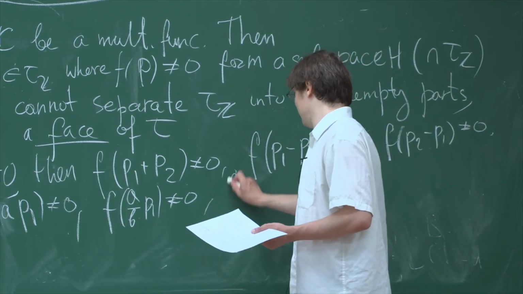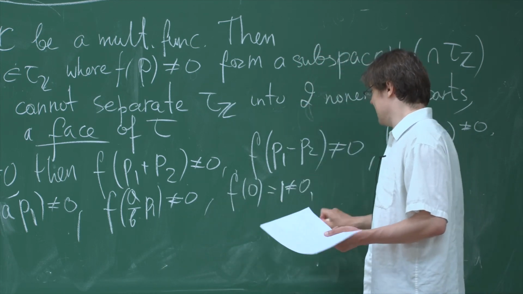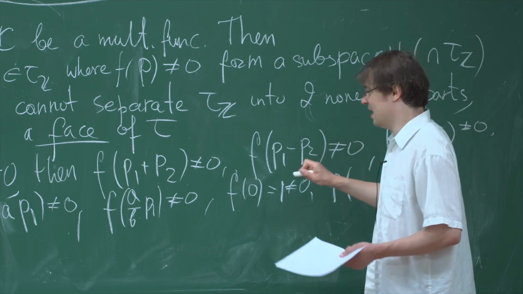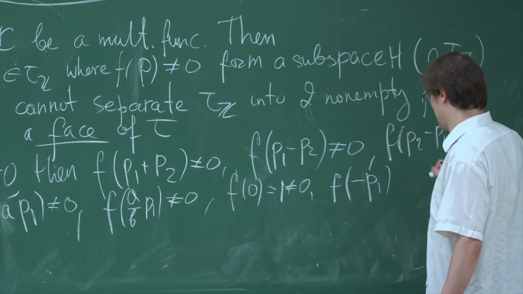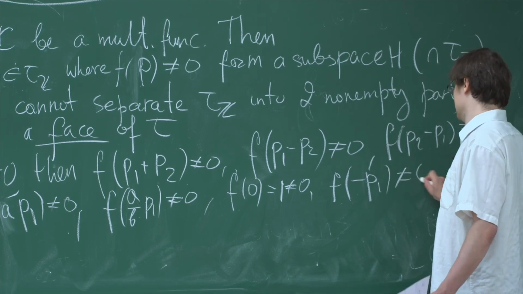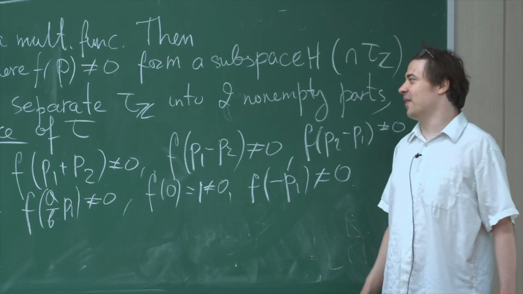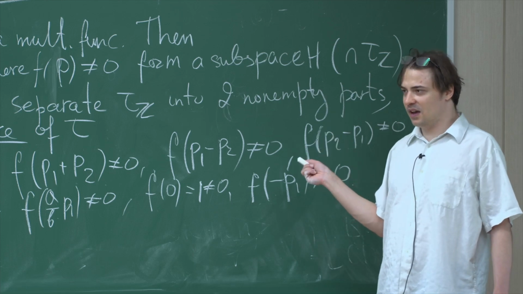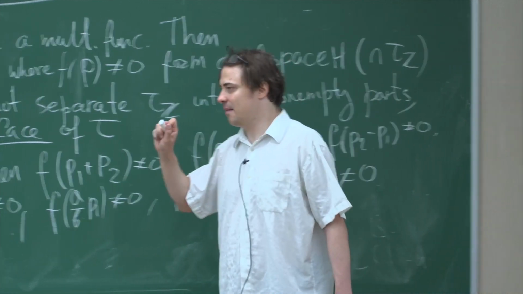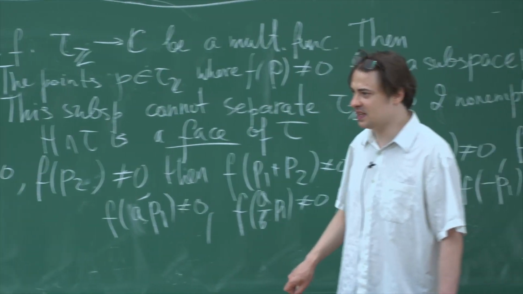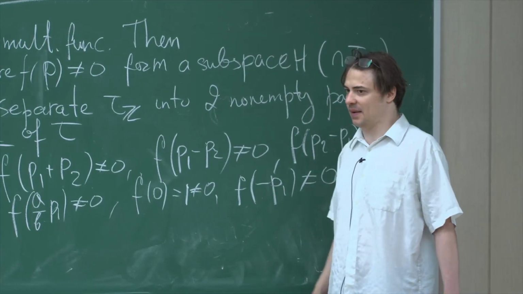Of course, f of 0 equals 1, which is not 0. And finally, if minus p1 is still in tau, then f of minus p1 is not 0. So whatever we can reach inside tau, we can reach by either multiplying by positive coefficients, by adding, or by subtracting, or by multiplying by negative coefficients.